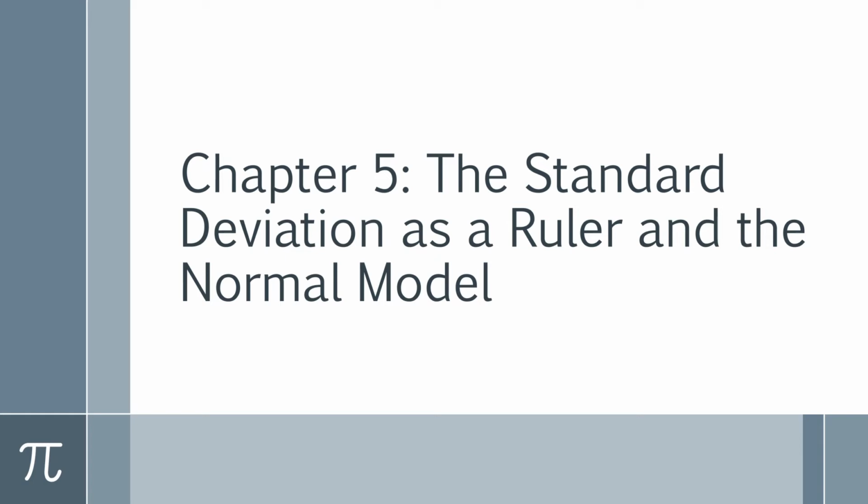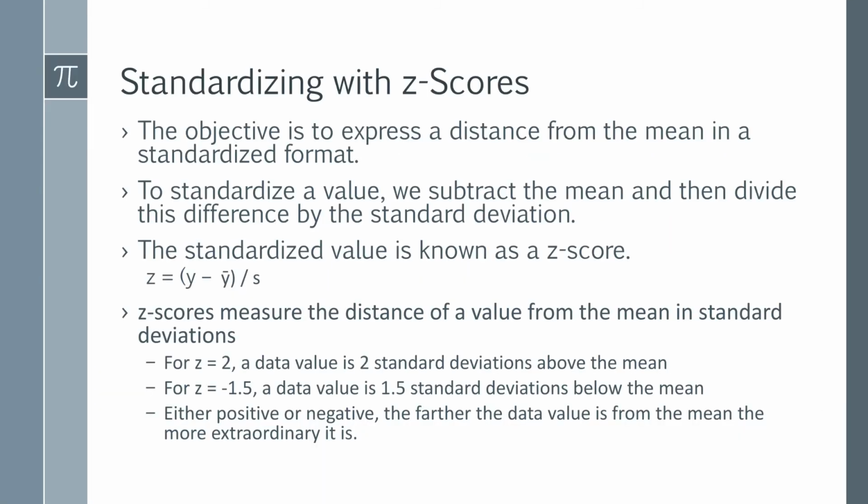Chapter 5, the standard deviation as a ruler and the normal model. So our objective is to express a distance from the mean in a standardized format. And this standardized format is known as a z-score.